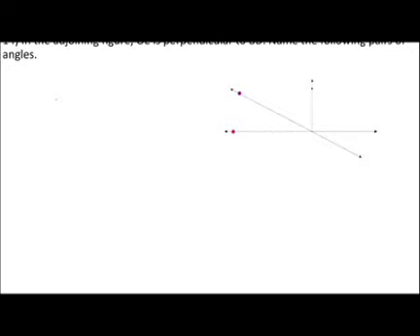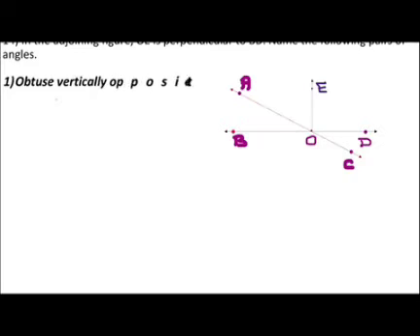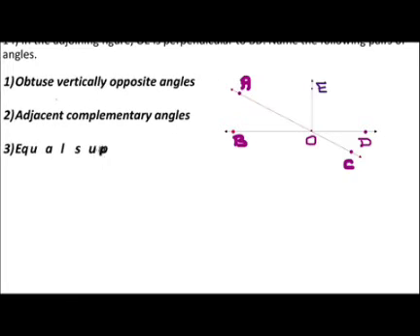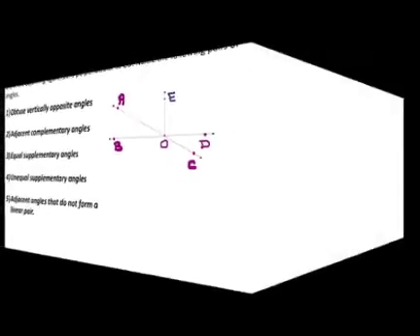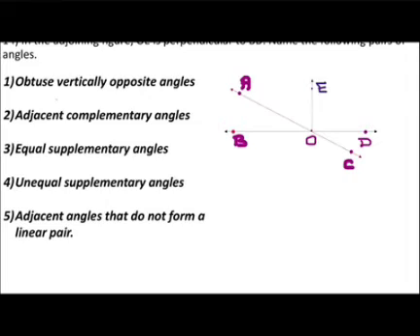Now you have 2 intersecting lines and one perpendicular. So the lines are AC and BD and OE is perpendicular. So the question is, obtuse vertically opposite angles you have to point out, adjacent complementary angles, equal supplementary angles. Okay? Let's see the answers.